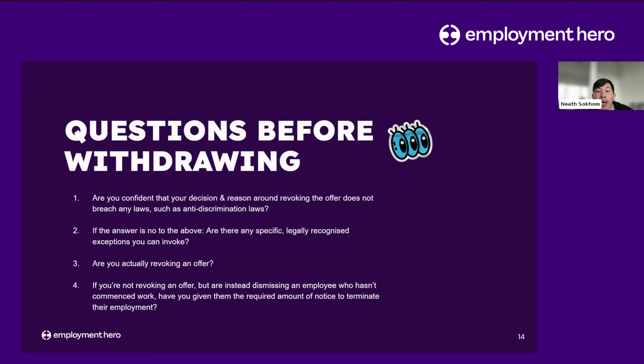Fourth, if you determine that you are not revoking an offer, but are instead dismissing an employee who hasn't commenced work, you have to ask, have I given them the required amount of notice to terminate their employment? And this will require you to comply with the notice period specified in the signed contract, or if the contract is silent on this matter, then with the applicable National Employment Standards or award provisions with respect to termination. Failure to provide the correct notice or payment in lieu of notice can give rise to claims for breach of contract or the applicable modern award term or even the Fair Work Act itself.